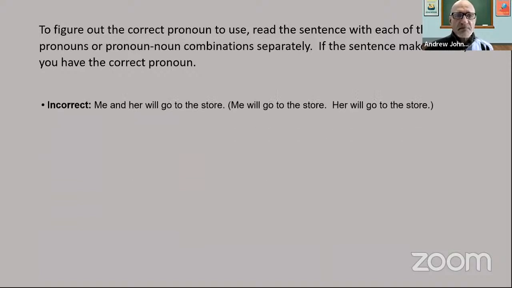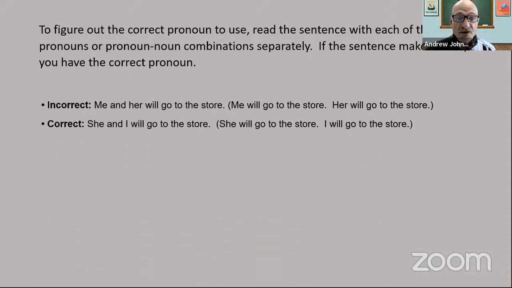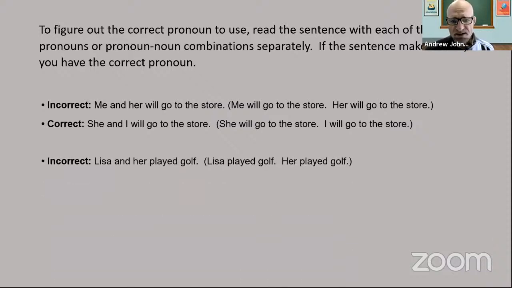For example, me and her will go to the store. Me will go to the store. Her will go to the store. Nope, that's not correct. She and I will go to the store. She will go to the store. I will go to the store. Yep, that's correct. Lisa and her played golf. Lisa played golf. Nope.